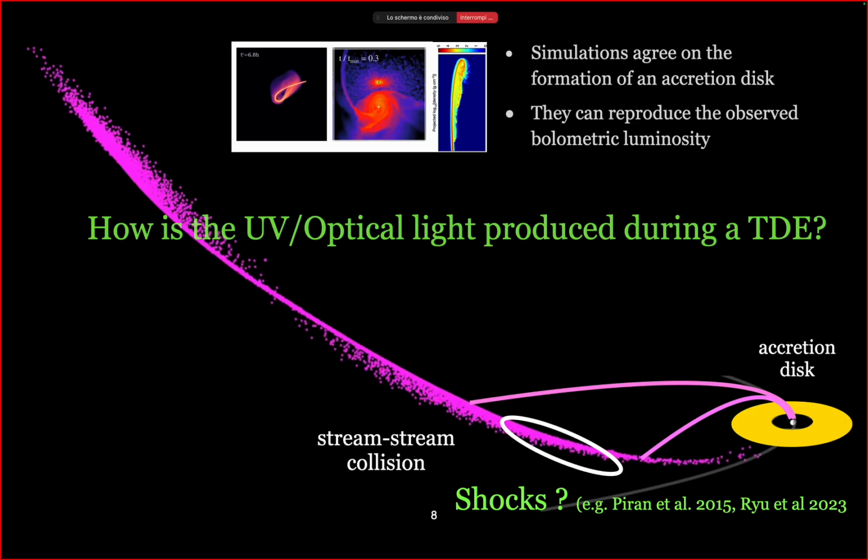Yes. Do you have an estimate about the timescales necessary to circularize the accretion disk? Is it a function of orbital parameters, mass? I don't remember. Okay. Sorry.